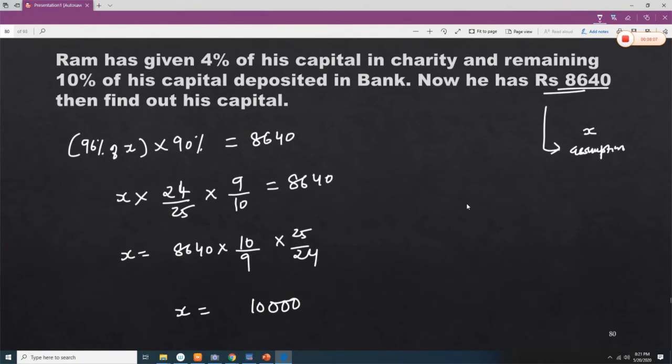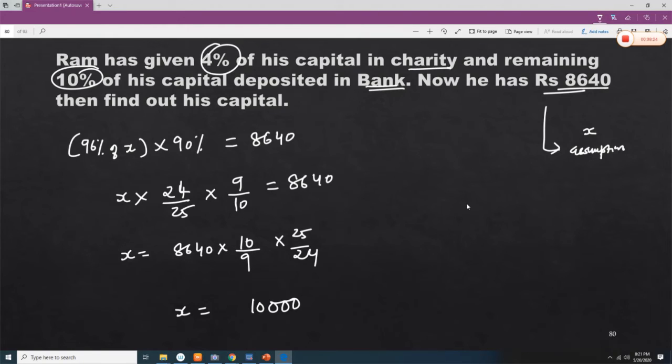Ram has given 4% of his capital in charity. So 4% he has given in charity. Remaining 10% of his capital deposited in a bank. Now he has rupees 8640. Then find out his capital.